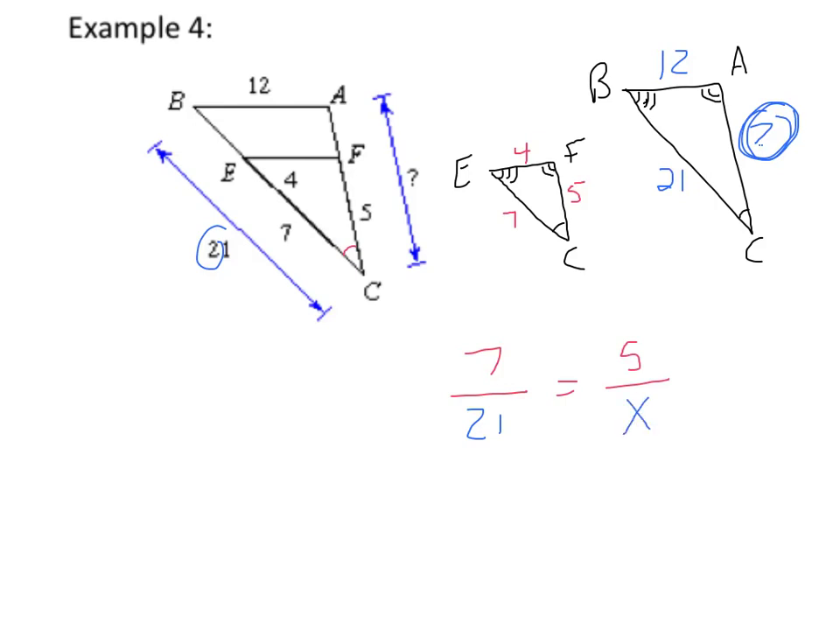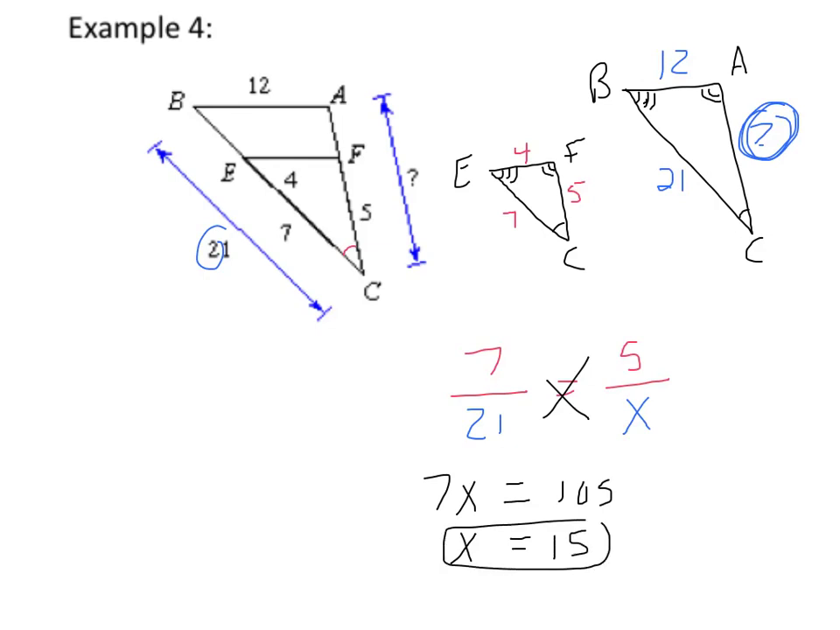So we cross multiply, and we get 7x equals 21 times 5, which is 105, divide by 7, and we get 15.